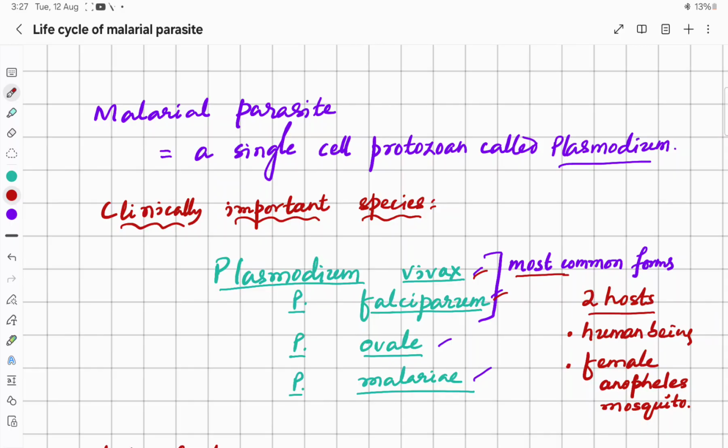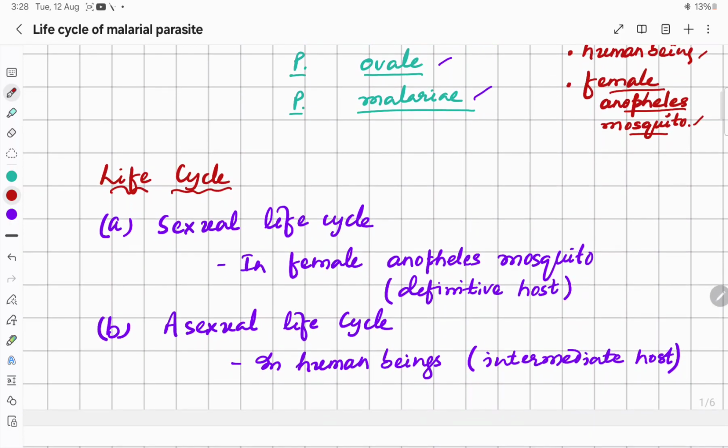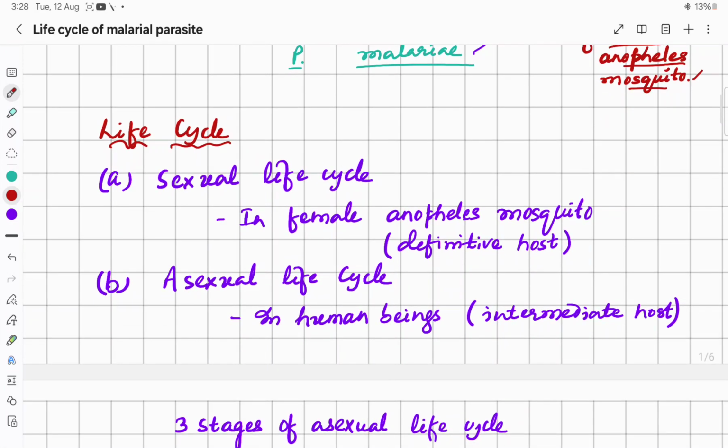This Plasmodium vivax has two hosts. One host is the human being and the other is female Anopheles mosquito. Not all the mosquito, only female Anopheles mosquito. So the life cycle of malarial parasite consists of sexual life cycle and asexual life cycle. Sexual life cycle takes place in female Anopheles mosquito, which is the definitive host, and asexual life cycle occurs in human beings, which is the intermediate host.